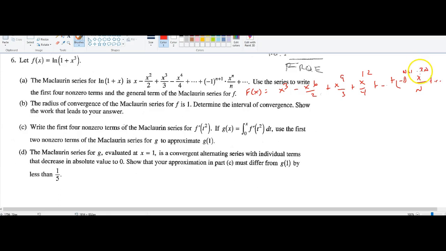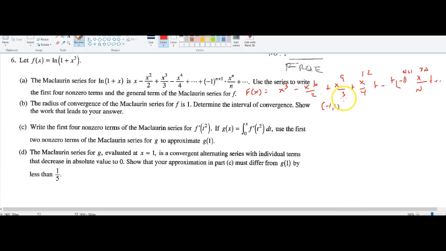All right, and the radius of convergence for the Maclaurin series is 1. Determine the interval of convergence. Show the work that leads to your answer for f(x). Well, first of all, where's this thing centered? There's no x minus 1 in parentheses, no x plus 2, no anything inside parentheses. So bottom line, this thing has to be centered at 0. And if it's centered at 0, then I know from negative 1 to 1 is my interval of convergence.